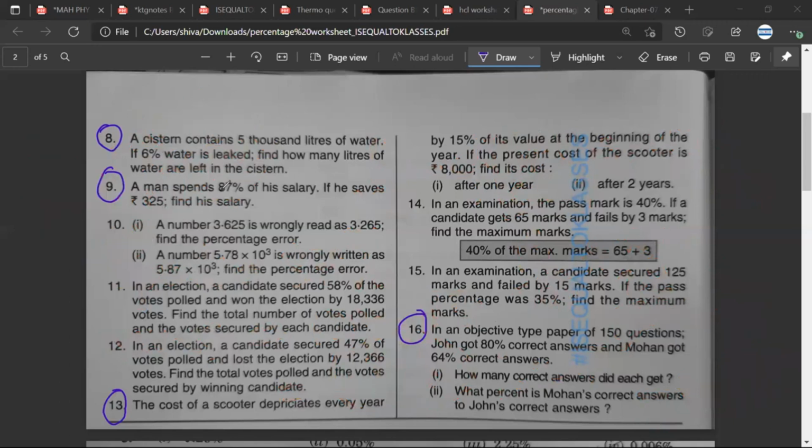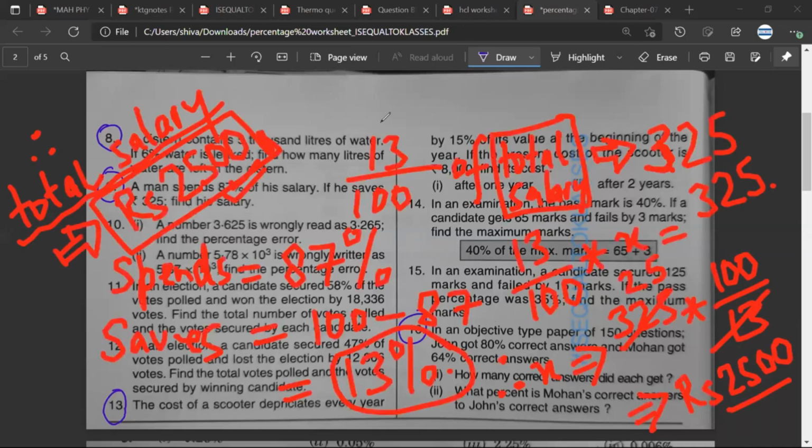See, let us understand this. A man spends 87% of his salary. 87% spend कर दिया. If he saves 325, तो save कितना किया? अगर spend 87% किया, तो save he would have done 13%. Any doubt about this? No, sir. Now we want to find his salary. अभी जो saving है 325, वो 13% है किसकी? Total salary की. And that is why we have written 325. Satya, any doubt? No, sir.